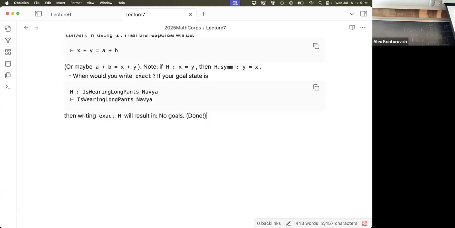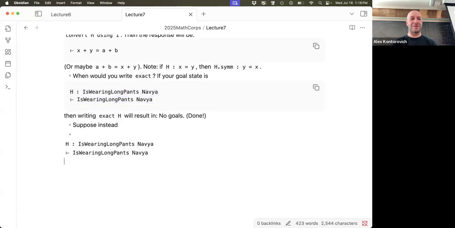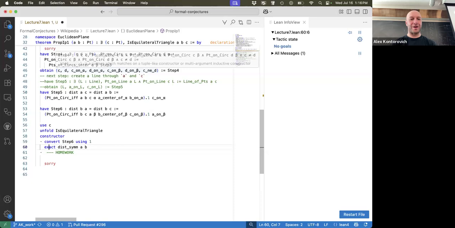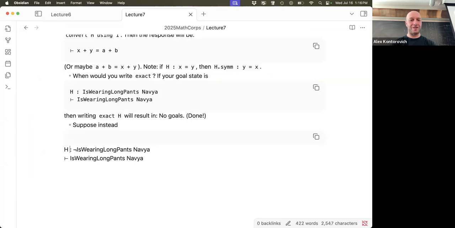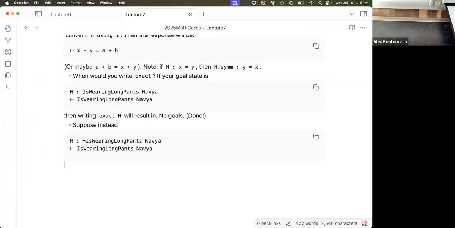Fine. So suppose it's false that Navia is wearing long pants. What would the computer say in return to that? Let me try to write your question. Suppose instead we can prove that it's false. Suppose instead we know that Navia is not wearing long pants, and we're trying to prove that Navia is wearing long pants. Is that your question? Yeah. We're in deep trouble if that's the case.